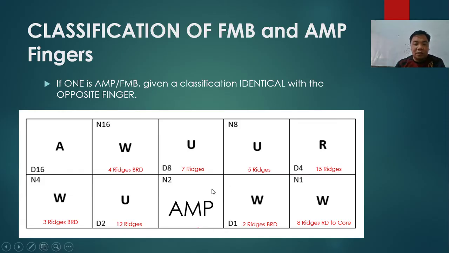Just like this one, please follow the cursor. There are 7 ridges between the delta and the core from an ulnar loop appearing on the right middle finger. So whatever classification comes from that middle finger shall be carried to the amputated or missing finger. That is the first rule.